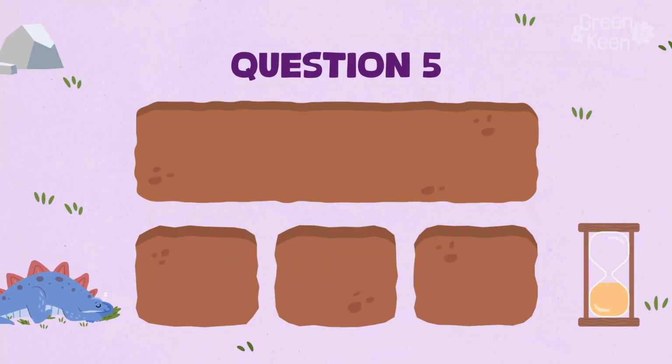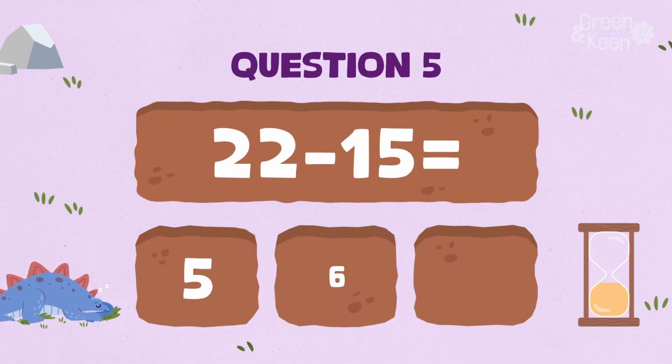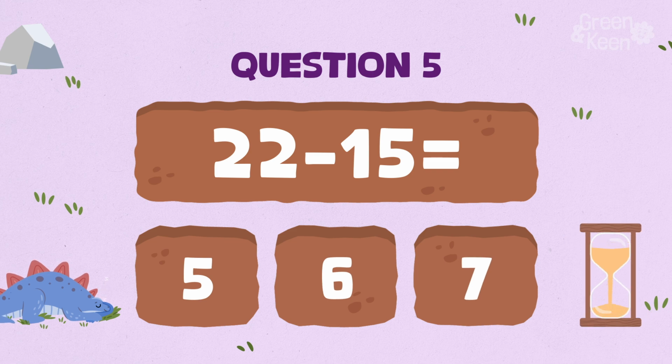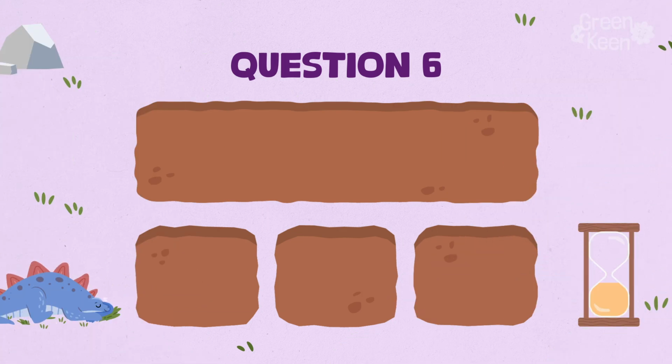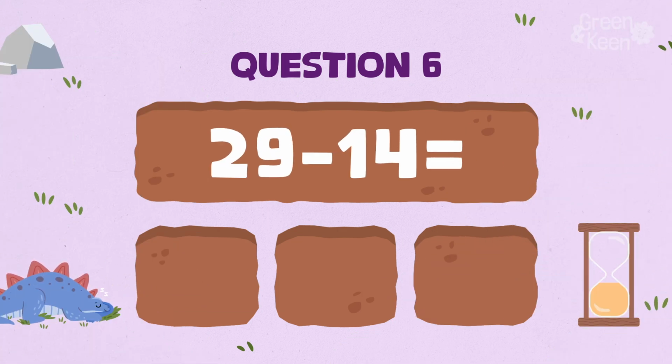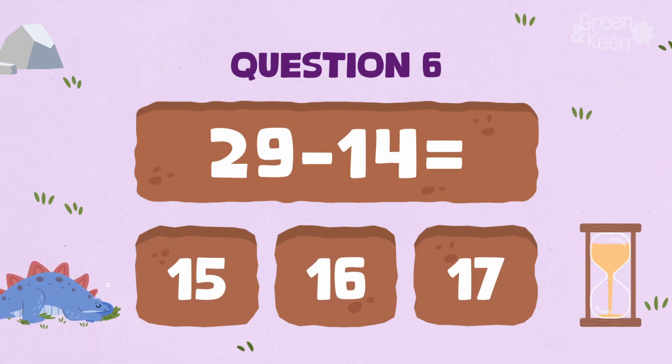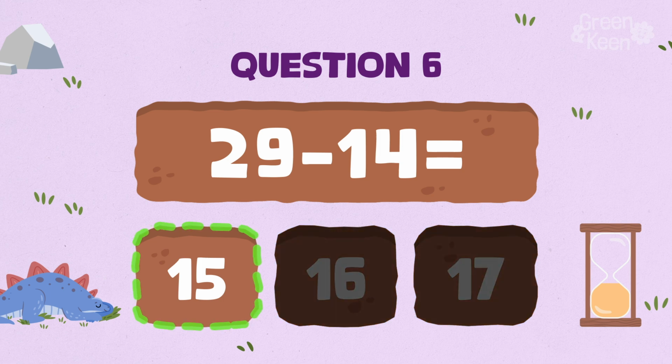Question number 5. 22 minus 15 equals... The answer is 7. Question number 6. 29 minus 14 equals? The answer is 15.